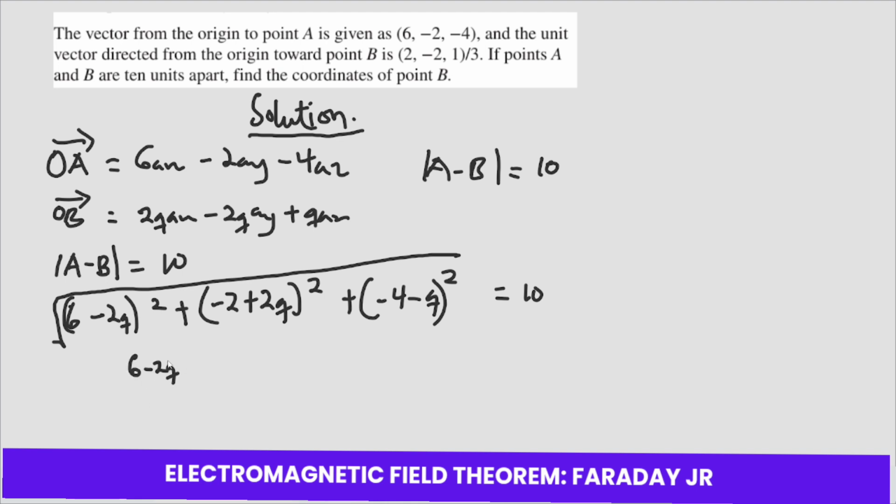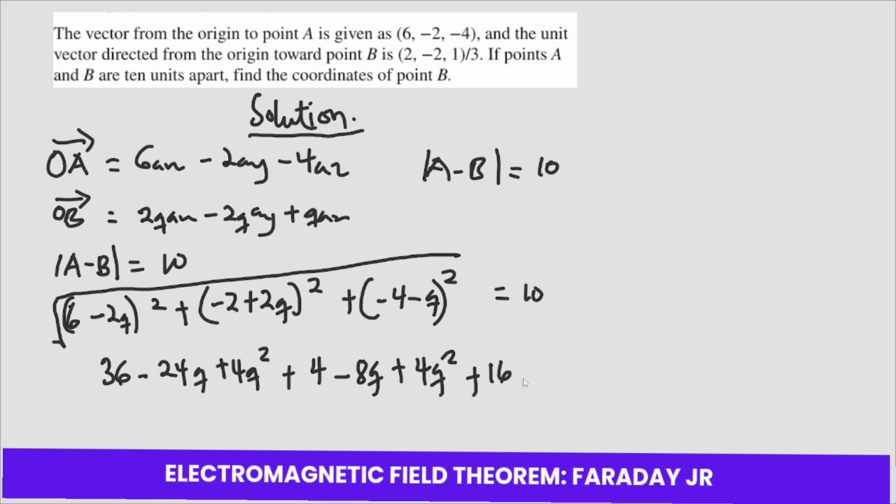As we do it, let's just expand it so that things do not become long for us. So now I'm going to expand this whole thing. I'll get 36 minus 24q plus 4q squared, plus 4 minus 8q plus 4q squared, plus 16 plus 8q plus q squared. And that should be equal to 10 squared, which is going to give us 100.